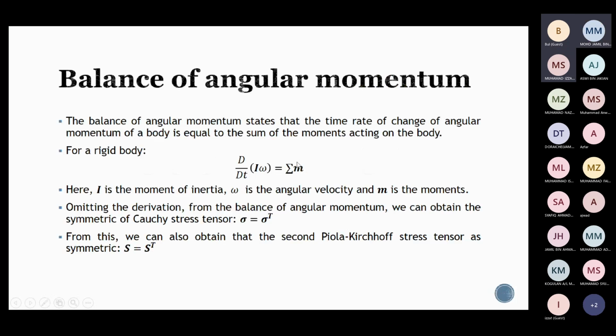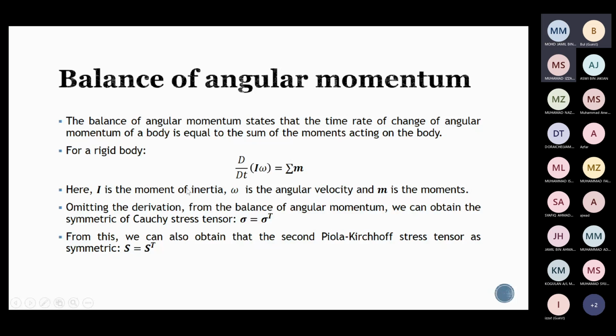Okay, so we have covered two balance principles. The third balance principle is the balance of angular momentum. The balance of angular momentum states that the time rate of change of angular momentum of a body equals the sum of moments acting on the body. For a rigid body, it's d/dt of I, the moment of inertia, times angular velocity, equals the summation of moments.